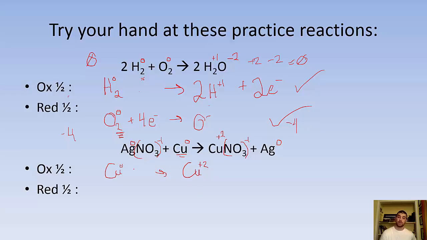Now I go, all right, well, if I went from 0 to +2, how did that happen? Well, I had to lose electrons. How many? 2 electrons. That's how you go from 0 to +2. So now I check. 1 copper, 1 copper. Awesome. I got a 0 charge on the left, and I got a +2 and a -2, so I got a 0 charge on the right.